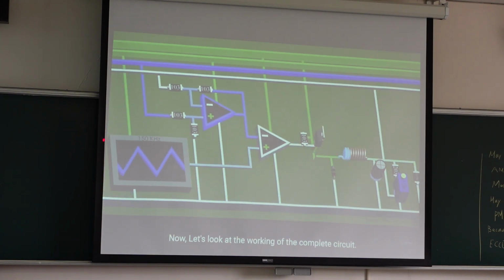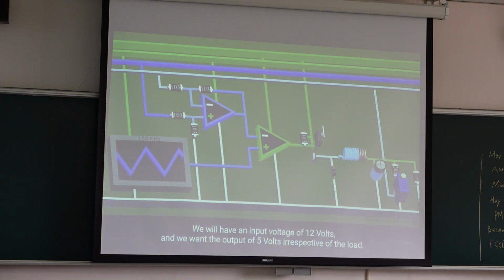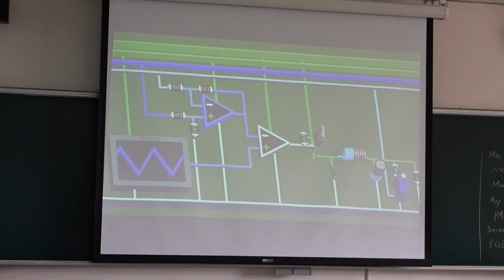Now, let's look at the working of the PWM circuit. So this is a buck converter. We will have an input voltage of 12 volts, and we want the output of 5 volts. So input 12 volt, output 5 volt. And this is triangular.